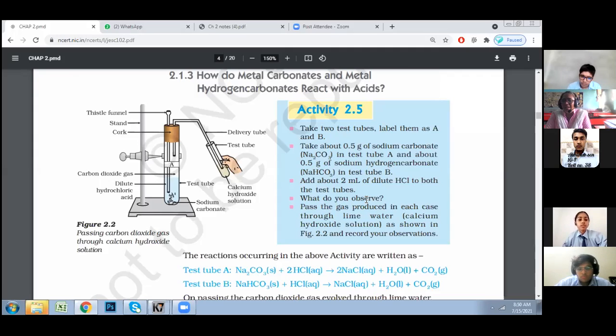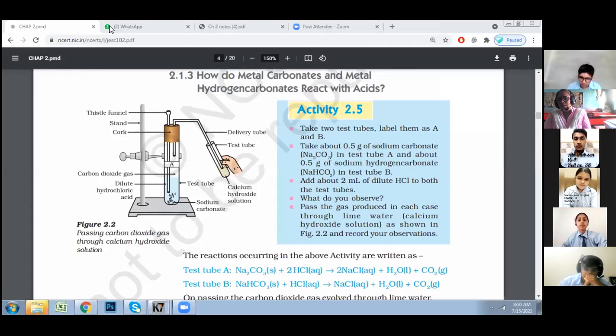Suppose we have another acid. I ask you to write down this reaction with sulfuric acid in place of hydrochloric acid. If we use sulfuric acid, what will be the reaction? Think over it. If metal carbonates react with another strong acid, that is sulfuric acid, then what will be the product formed? Anyone can tell me what will be the product formed?